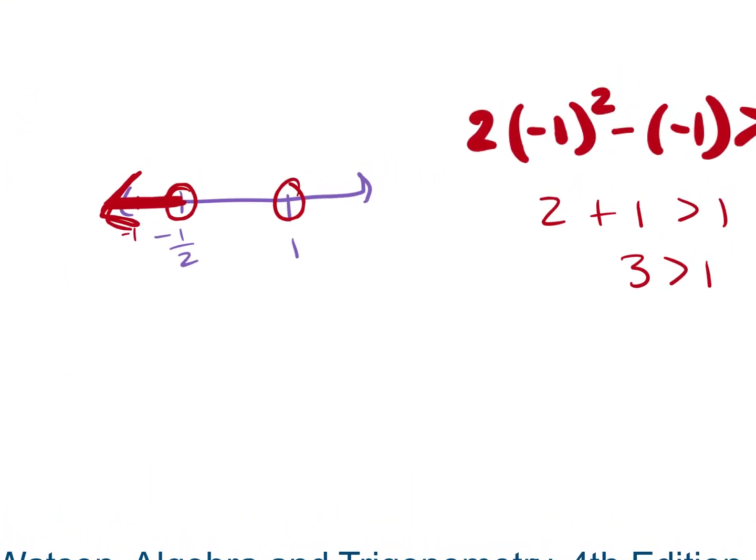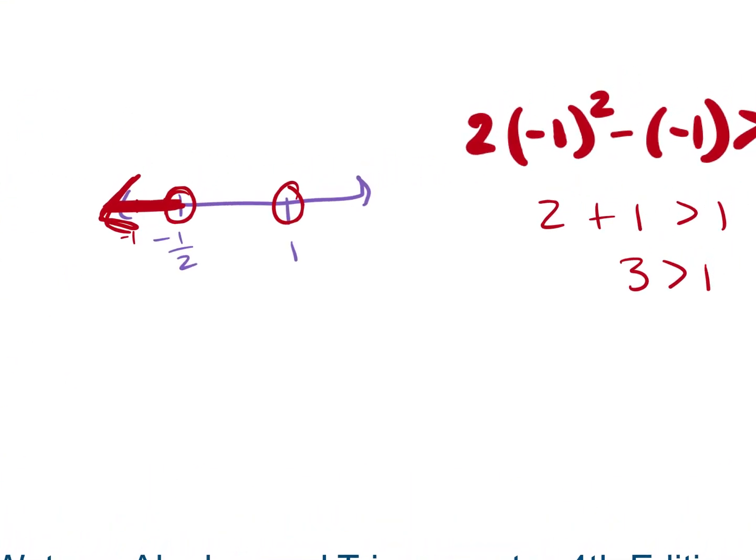Now let's plug in a number in between, see if that works, just to be super sure. What's a number in between negative 1/2 and 1? 0. So let's plug in 0. We have 2 times 0 squared minus 0 is greater than 0. So 0 is greater than 0. Is that true? No, doesn't work. So in between doesn't work.